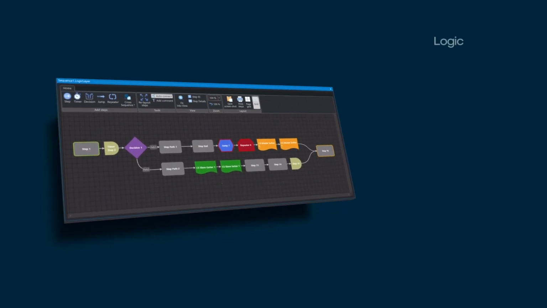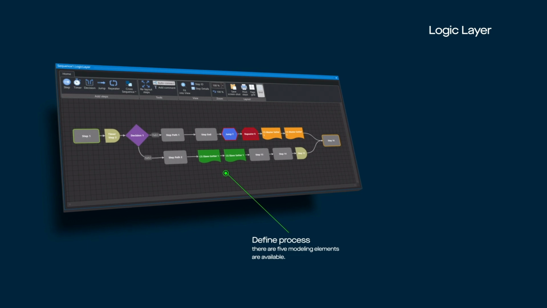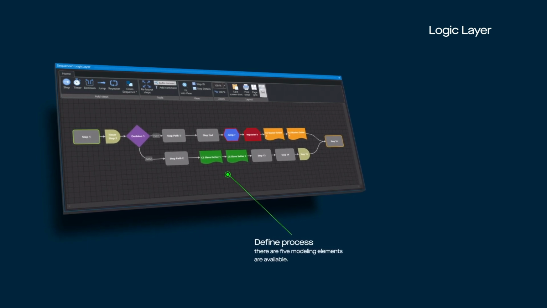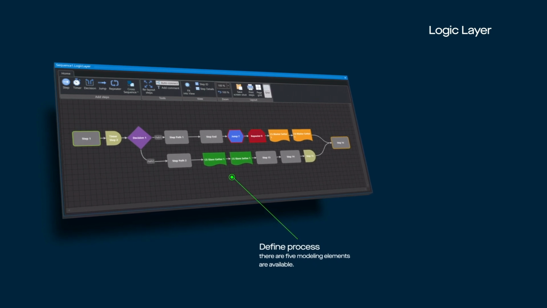We then look at the first modeling level, the logic layer. The logic layer is used to pre-model the steps of the process on a graphical interface. This graphical representation makes modeling the process much easier.